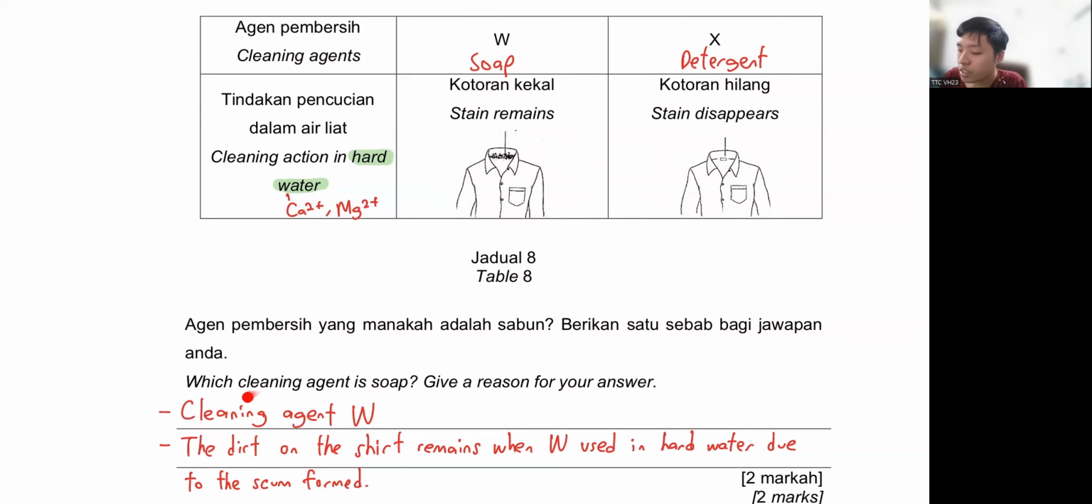They ask which cleaning agent is soap? Cleaning agent W. Now soap has this disadvantage. Normal water can wash, yes, but in hard water it cannot wash. Hard water or acidic water cannot wash off. Detergent, everything can. Soap is normally to wash your body. Detergent is normally used to wash your clothes. That's why detergent is more effective.